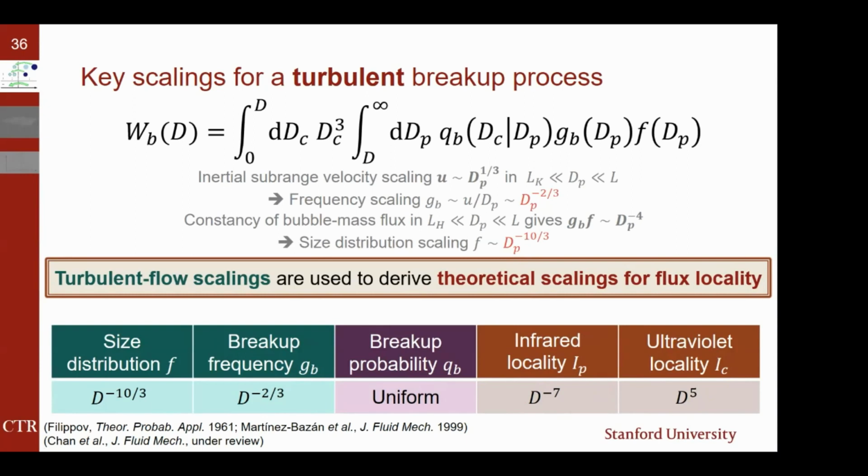And just to reiterate how this derivation is done, we begin with turbulent flow scalings for the size distribution F and the breakup frequency GB, which are themselves indirect measures of a cascade that others have used. We pair this with an assumption on the breakup probability QB, and by doing so, we can obtain theoretical scalings for IP and IC, which are themselves direct measures of a cascade.